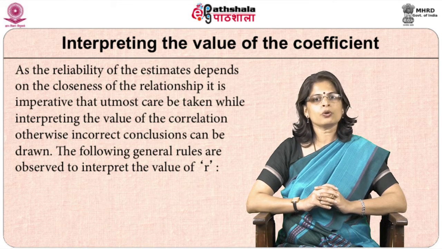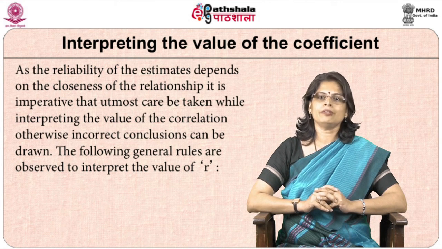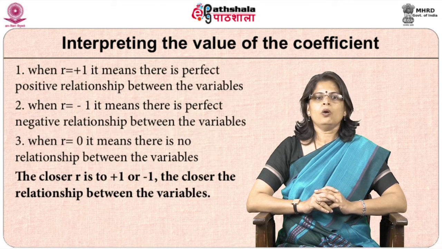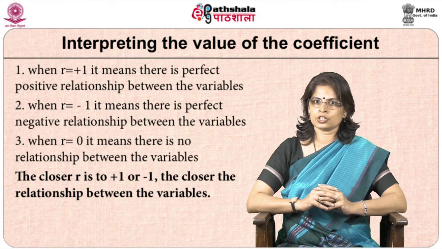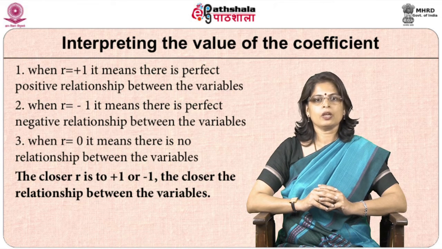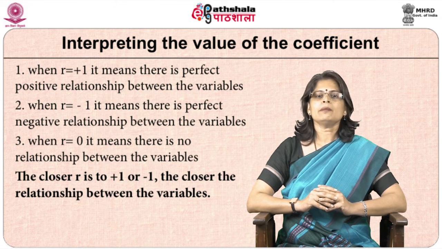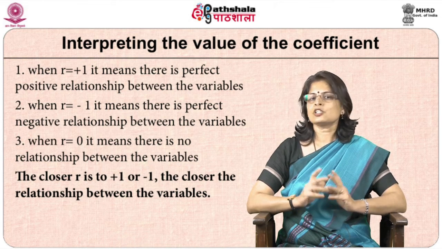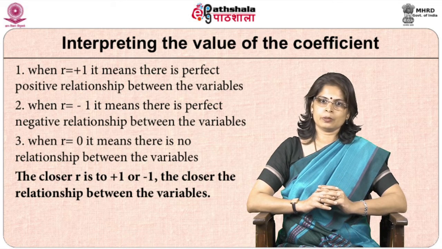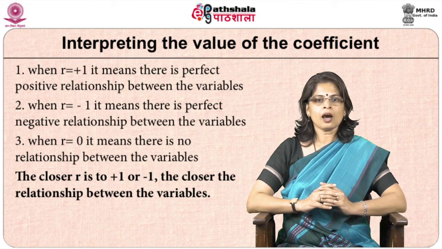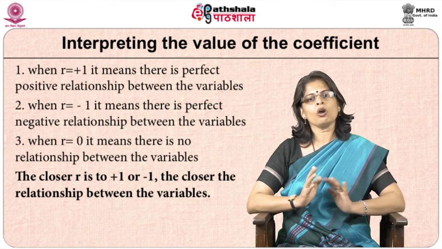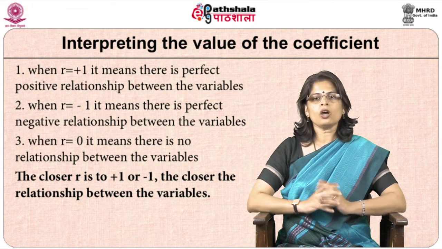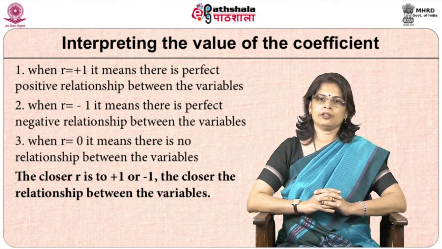The following general rules are observed to interpret the value of R. When R is plus 1, it means there is a perfect positive relationship between the variables. When R is minus 1, it means there is a perfect negative relationship between the variables. When R is 0, it means there is no relationship between the variables. The closer R is to either plus 1 or minus 1, the stronger is the relationship between the variables.